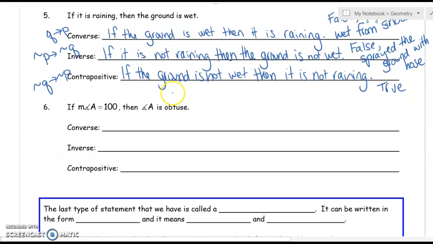All right, you assume the first part's true, that the ground is not wet. Is it always going to be true that it's not raining? Yeah, I would think so. All right, the next one. If the measure of angle A is 100, then angle A is obtuse.